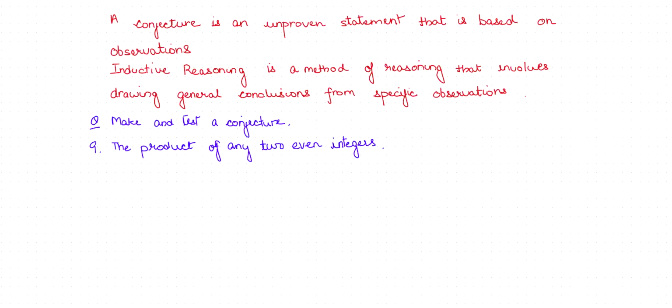This is question 9 of the book. Make and test a conjecture. The product of any two even numbers is also an even number. That is a conjecture, and we have to test it. So let's do it.